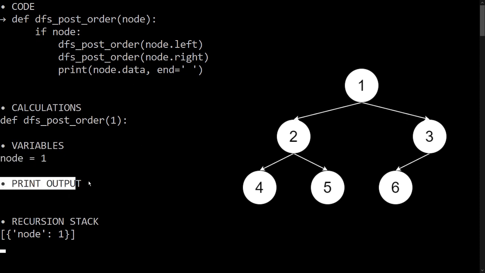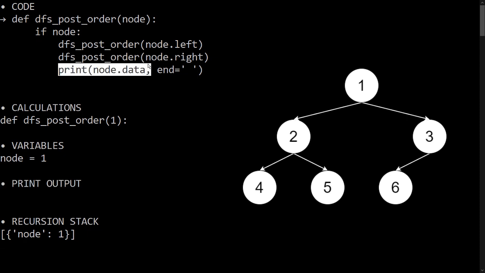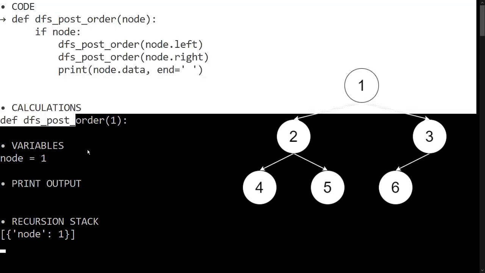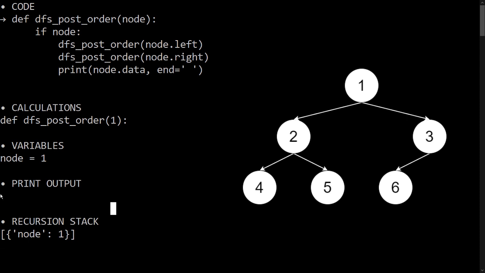This is the print output section. As our code is printing something and we are using this console for printing this debugging stuff, we need to have a separate section for printing this node.data. So this print statement will write the output over here, and this is the recursion stack. As our code is recursive, it is good to visualize the recursion stack as well. Initially the main function will call the root node, which is node 1. So the initial recursion stack will look like this. So let's execute this code.